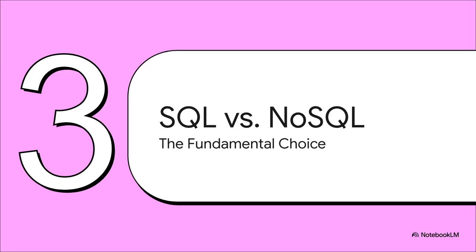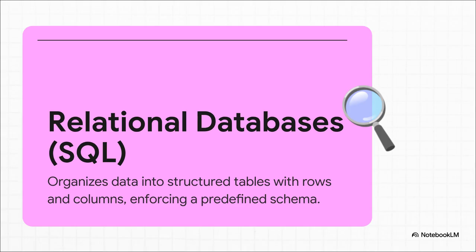Okay, so once you've thought through those needs, you're going to come to a major fork in the road. And this is probably the most fundamental choice you'll make. Are you going with a relational SQL database or a non-relational NoSQL database? So let's start with the one most of us probably learned first, relational databases, SQL. These are all about structure, organization. Think neat tables with rows and columns. You have to define the schema, the rulebook basically, up front. That spreadsheet analogy is perfect. Everything has its specific, defined place.